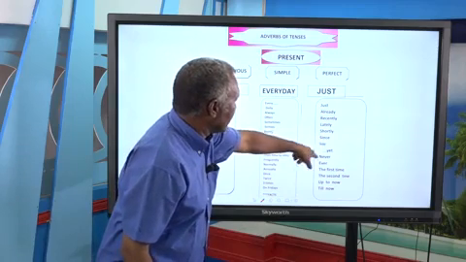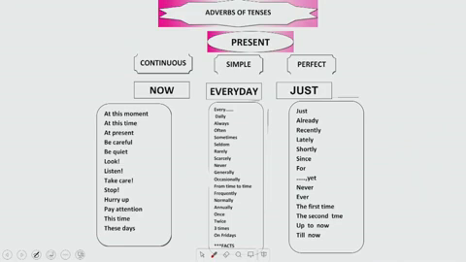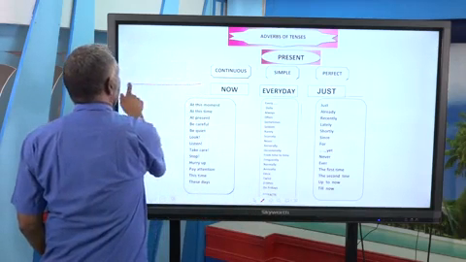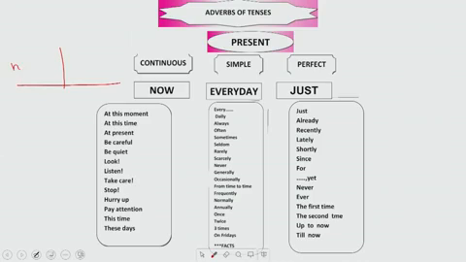Now, what about just, already, recently, lately, shortly, since, for, and yet, and never, and ever? We use never here and never here. Very important. Never can be used with present simple and also with present perfect. To understand the difference, with every day it means that here is present, this here is past, and this is future. Look at the difference between never with every day, present simple, and never with just, present perfect.